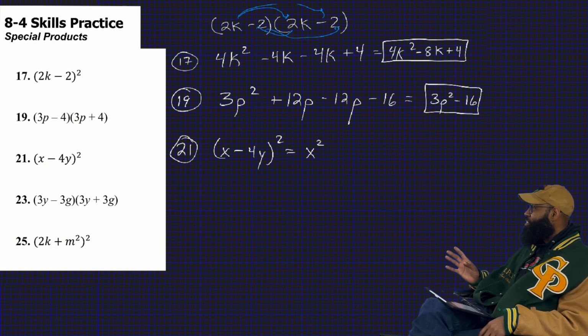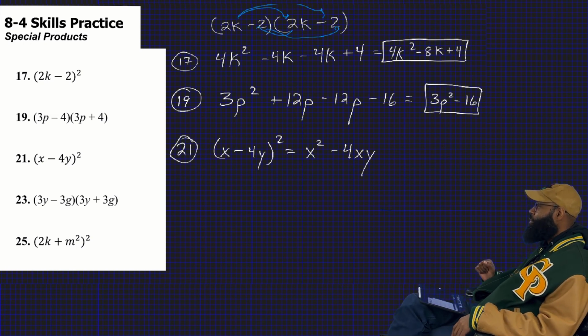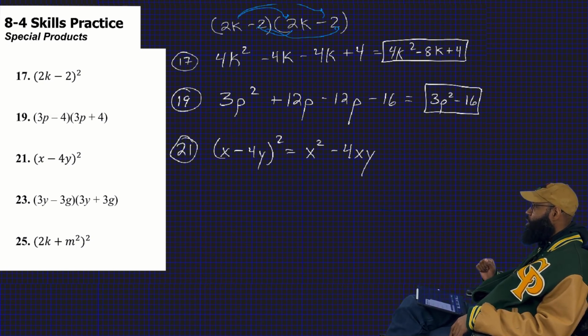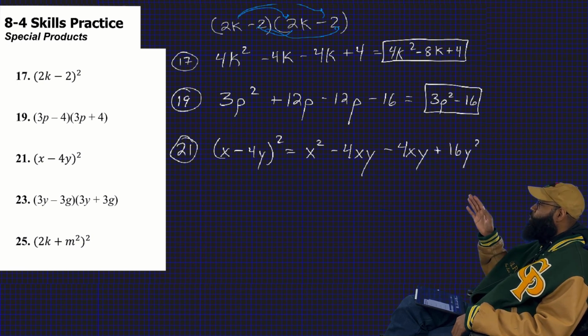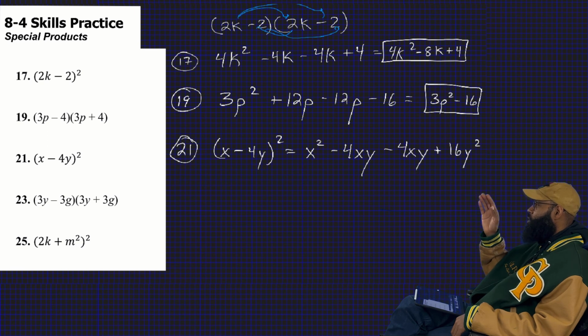Let's see, we get this without a mistake. X minus 4y all to the second power. And of course, it looks like I'm slowing down, so x times x was good. Then a negative 4y times x is negative 4xy. And I'll do it again. Negative 4xy. And then of course, negative 4y times negative 4y, positive 16y squared.